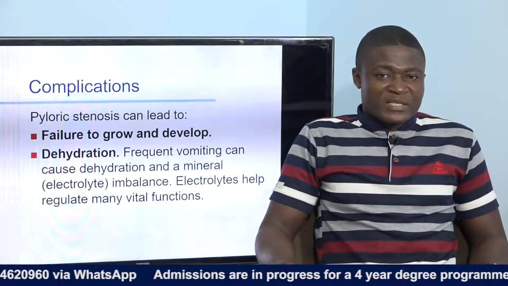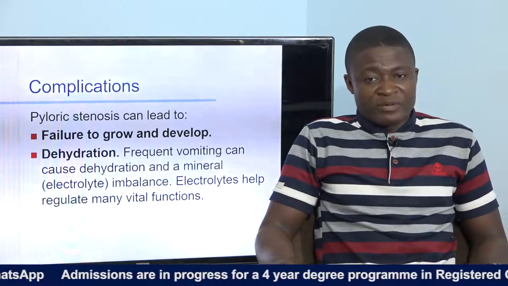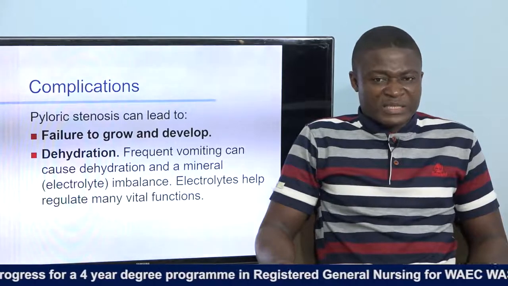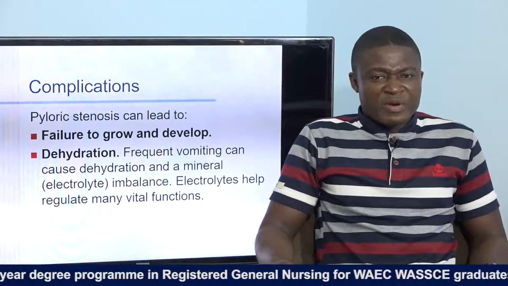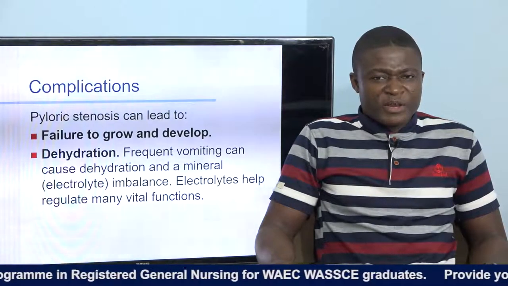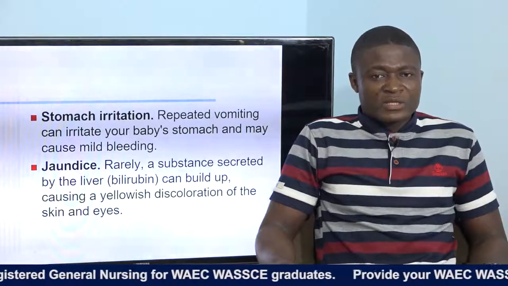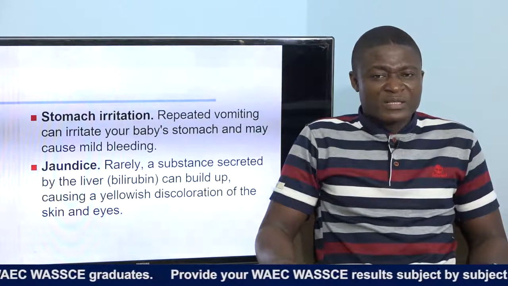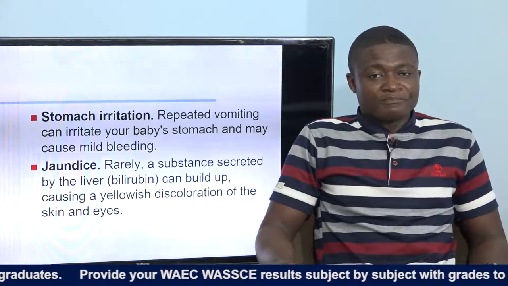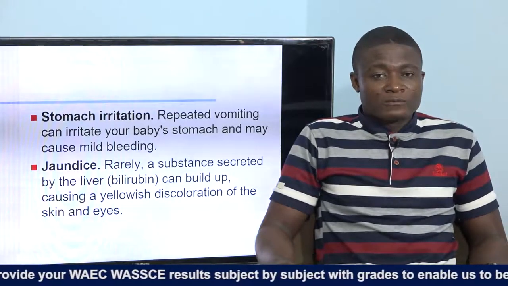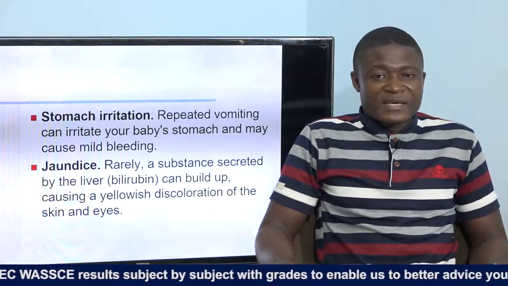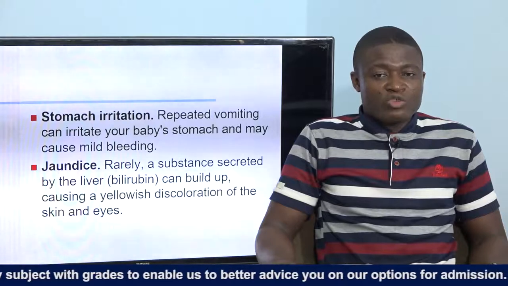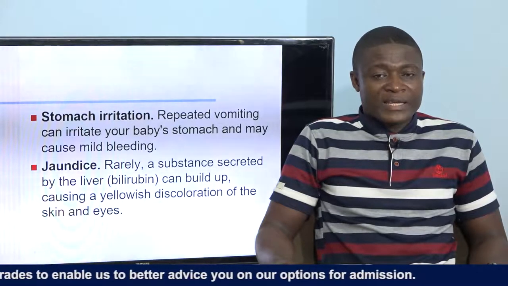Complications. Pyloric stenosis can lead to failure to grow and develop. And we all know why. Dehydration. Frequent vomiting can cause dehydration and a mineral imbalance. Electrolytes help regulate many vital functions. Stomach irritation. Repeated vomiting can irritate the baby's stomach and may cause mild bleeding. Jaundice. Rarely, a substance secreted by the liver, that is the bilirubin, can build up, causing a yellowish discoloration of the skin and eyes.